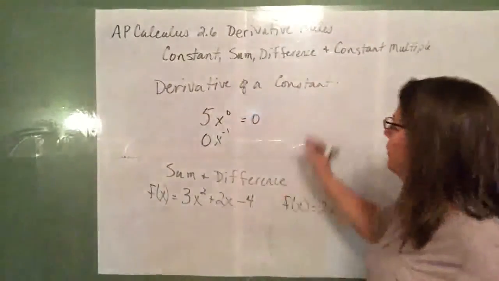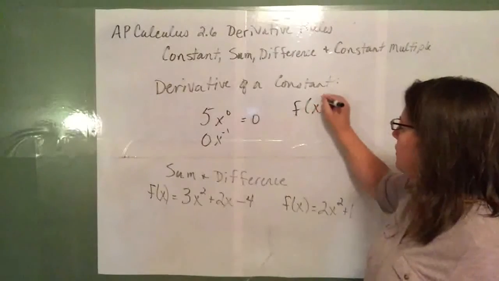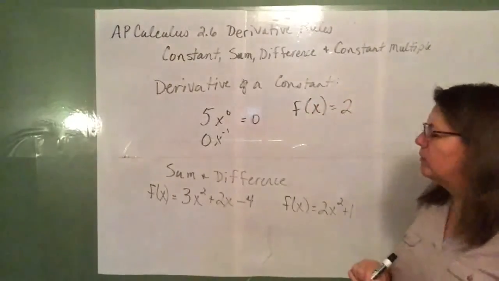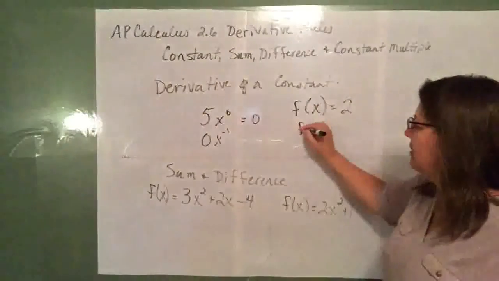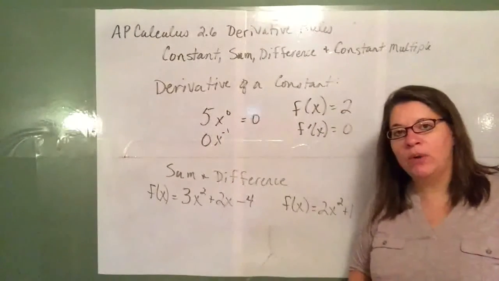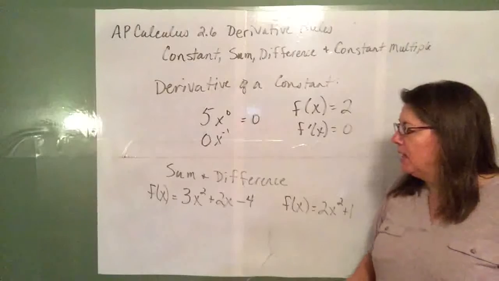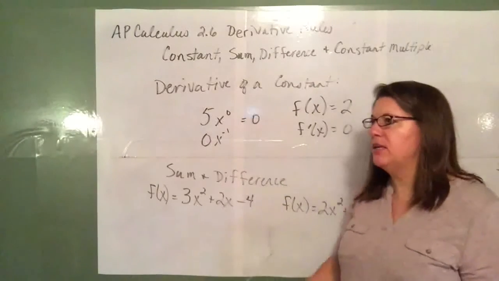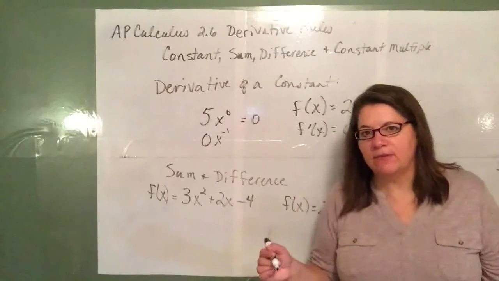So if they give you the function f of x equals 2, well, the derivative of that, or f prime of x, will be 0. And that's always going to be the case. And then that takes us to the sum and difference rule for derivatives.